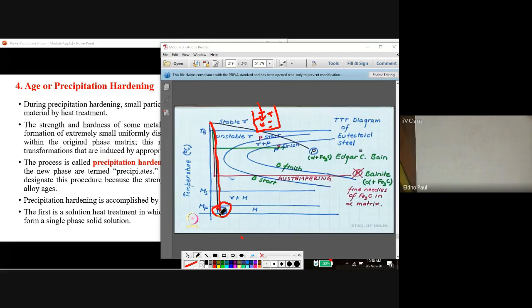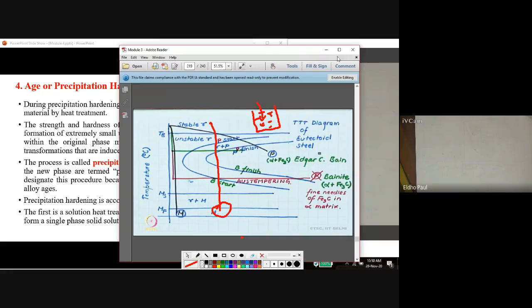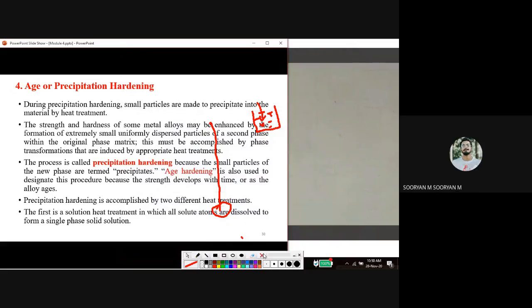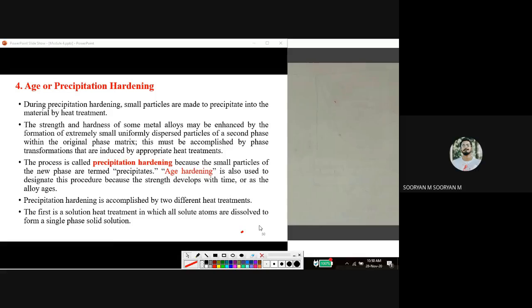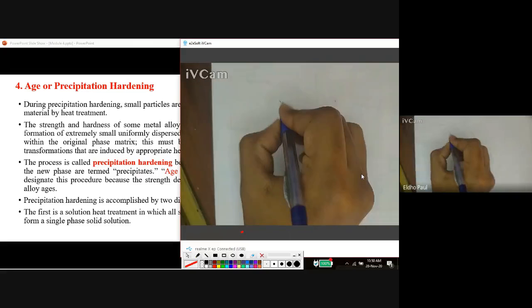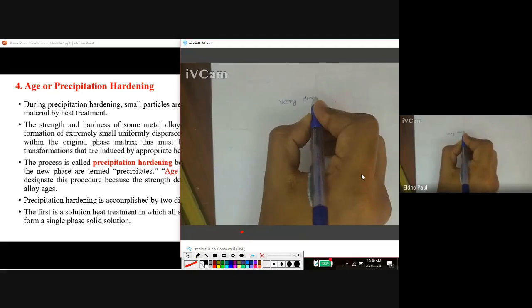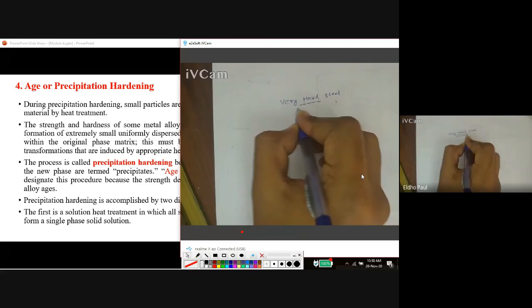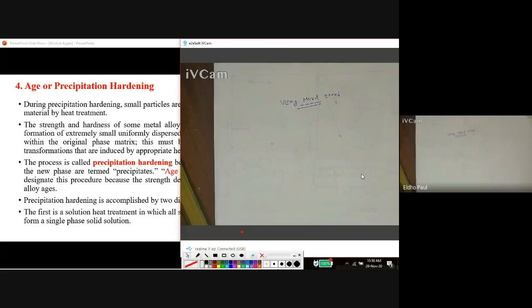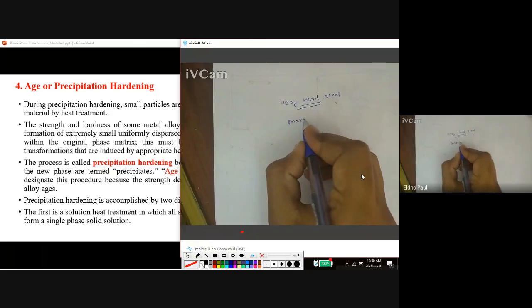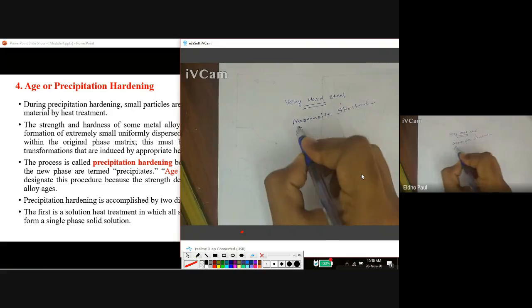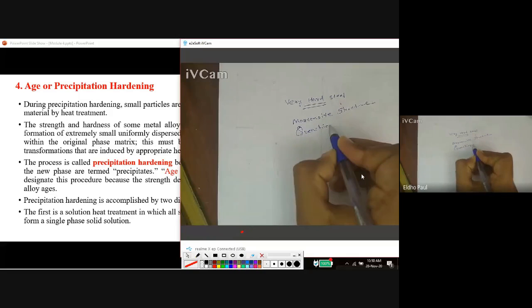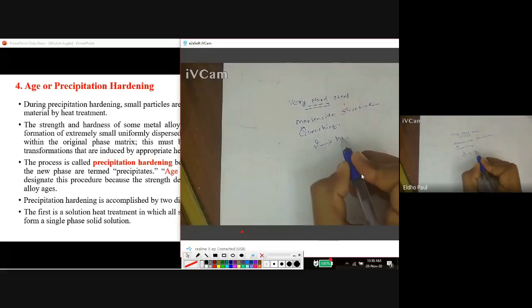Okay, and what are the properties of martensite? Can you give any one property of martensite? Brittle. Then hard, high strength, very high hardness. This is the maximum hardness we can achieve in a steel. That is the martensite structure, which is produced by quenching, a high rate of cooling from austenite state.